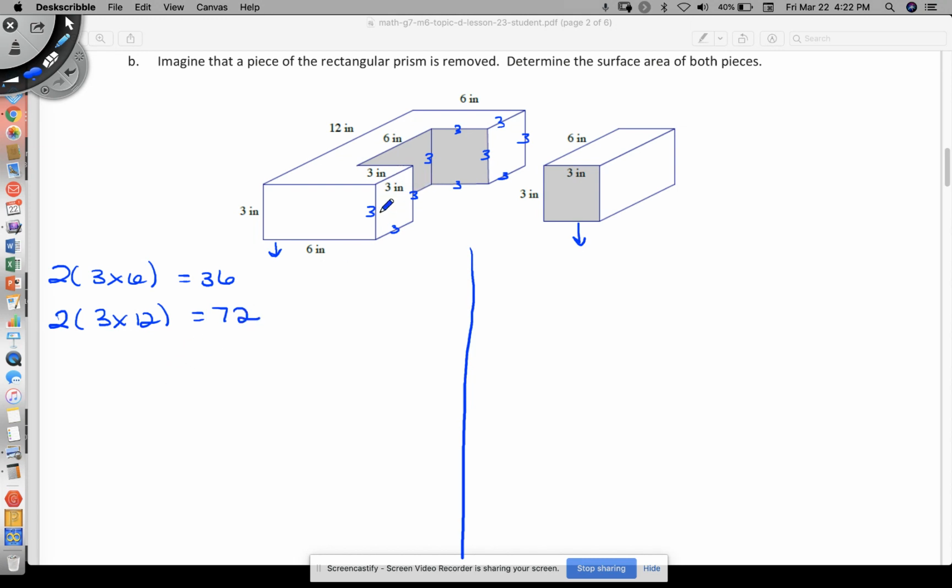And then I have a 3 by 3, which is these end pieces, these little squares. I have 2 of those, and that's going to give me 18.